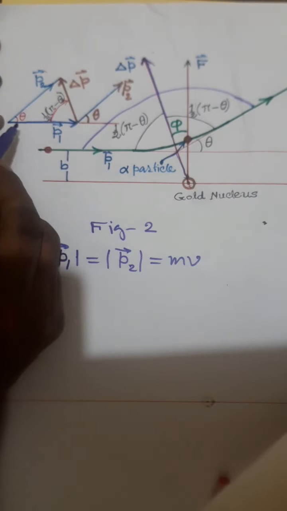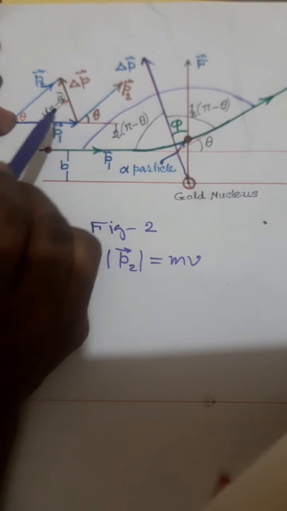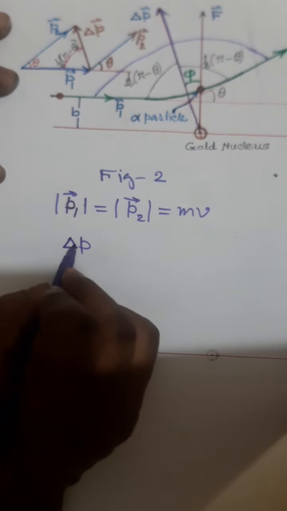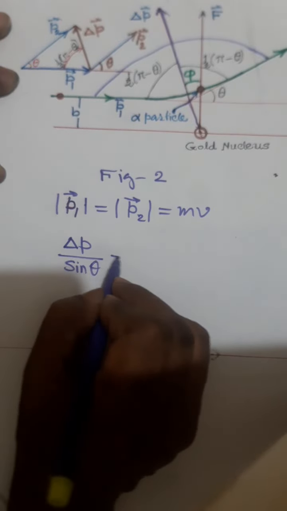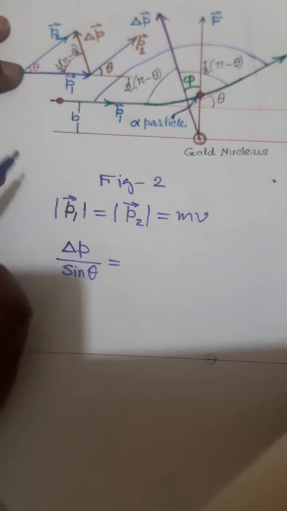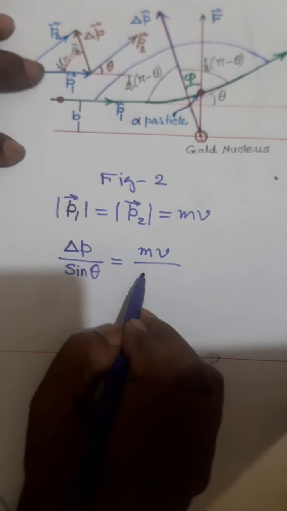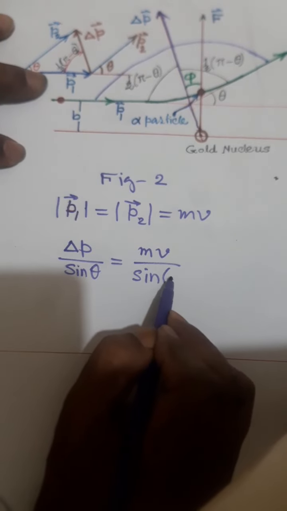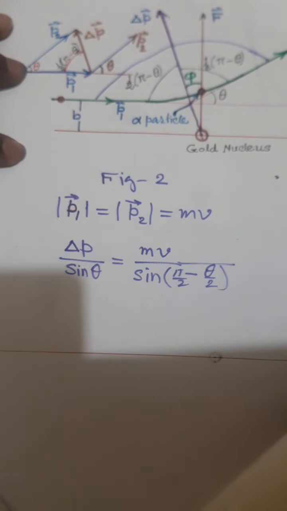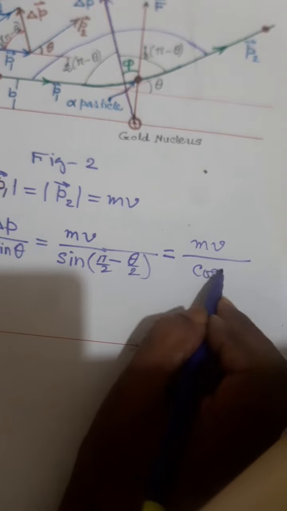In the triangle, the first angle is theta and the second angle is half of pi minus theta. According to the law of sines, delta p divided by sine theta, opposite angle theta, equal to mv, the modulus of p2, divided by sine of half of pi minus theta, that is pi by 2 minus theta by 2, which is equal to mv divided by cos theta by 2.